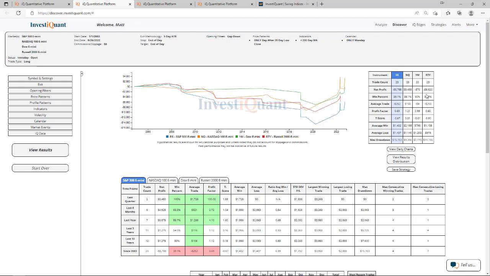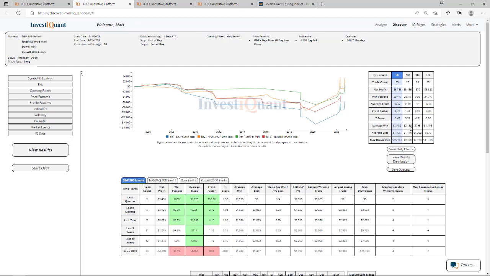Win rates on these look mostly weak. S&P coming in, 39% of these have closed above the opening print for the session. That is also the same for NASDAQ, 39%. Dow, 60%, so a little bit stronger there. And Russell, 35%.